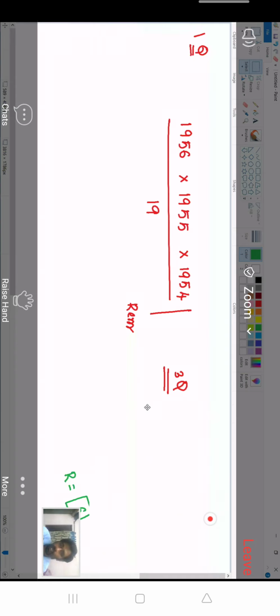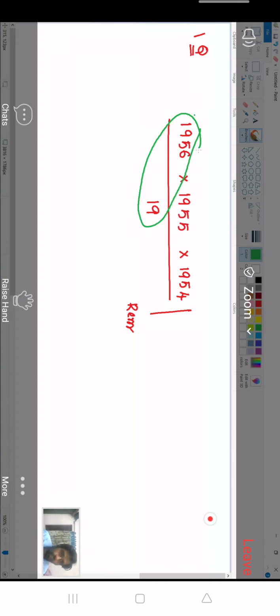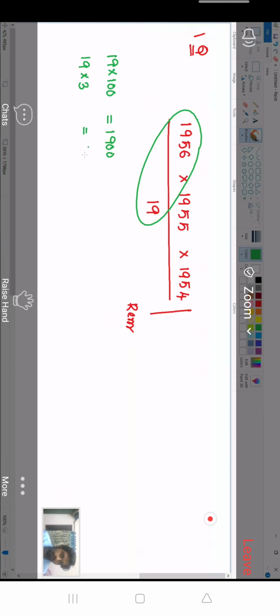Please have a glance at the question, which is the previous question. You can see 1956 into 1955 into 1954 divided by this. So I can proceed with the solution like this: 1956 by 19. What is the value of it? What is 19 into 100? 19 into 100 will give a result of 1900, and 19 into 3 will give 57.